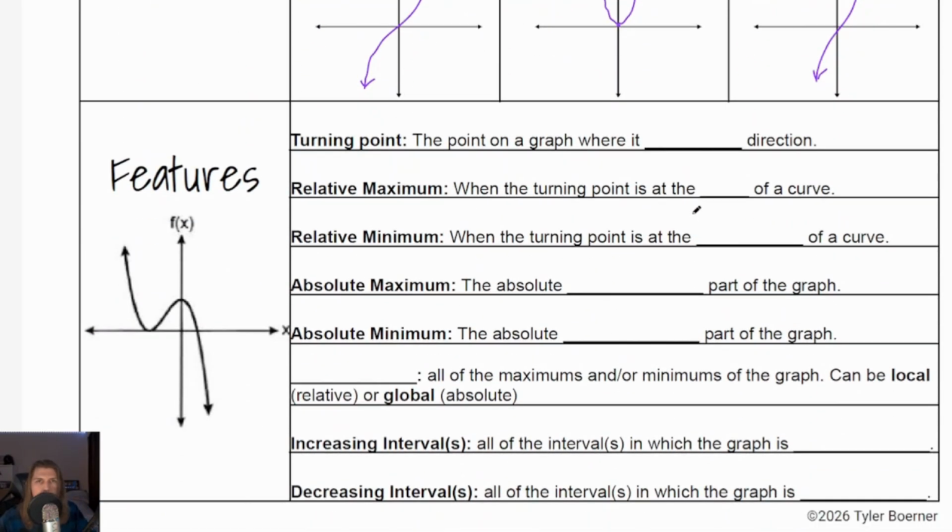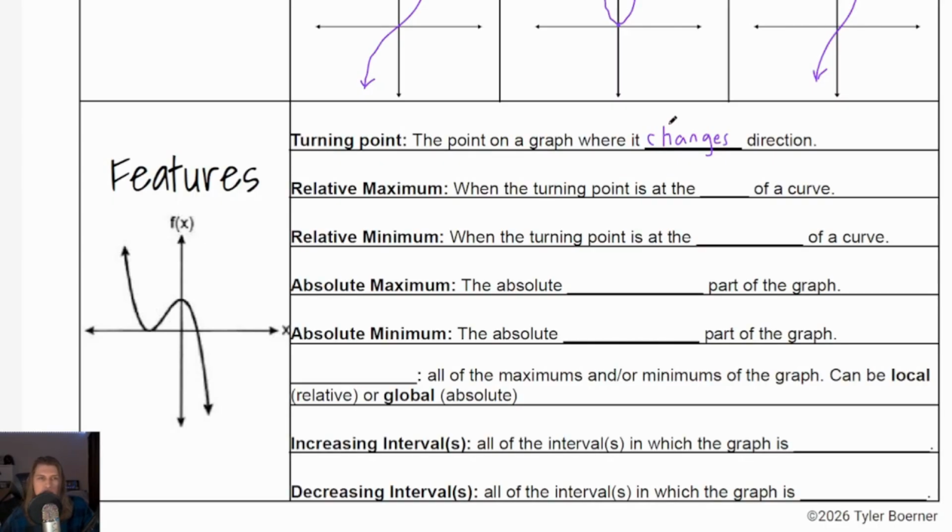So, some of the features that we need to know about a polynomial function. We need to know the turning point, which is the point on a graph where it changes direction. That kind of makes sense. You know, it's the point that it's turning. So this is the point where it changes direction.